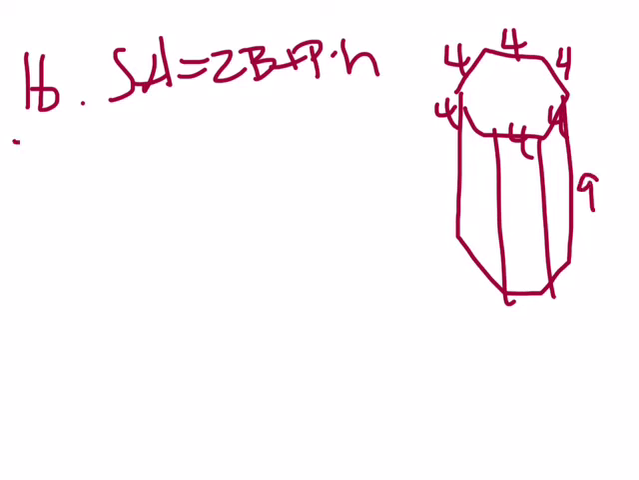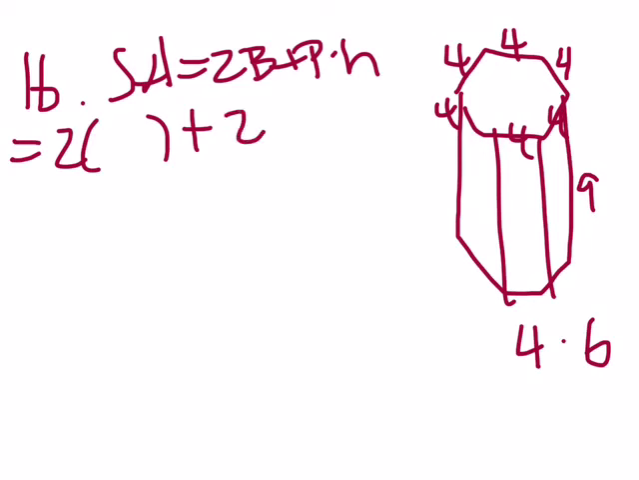So let's start off. The formula is 2 capital B base area plus, well, we can go do the perimeter of the base. You've got 4 is 1 times 6 sides. So it's going to be 24. And then the height of the prism is 9. So all we need is capital B.